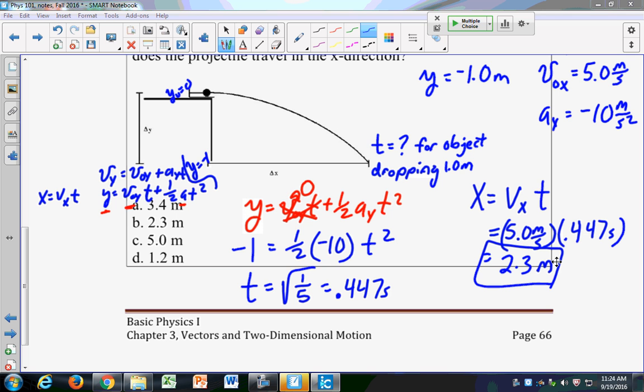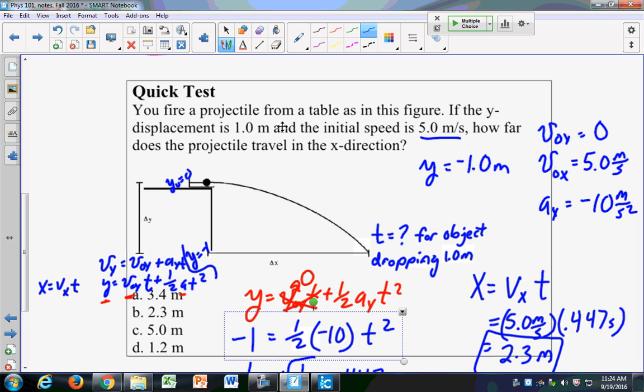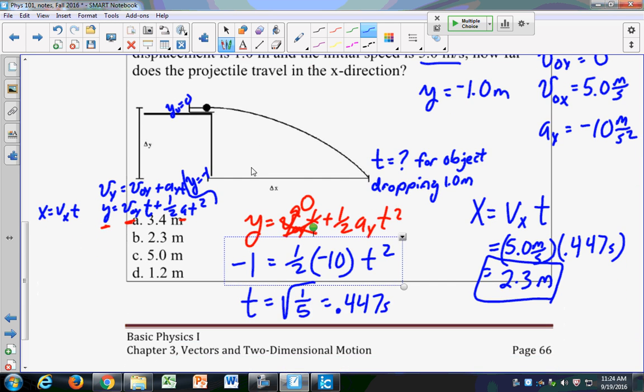Sure. Because if we read up in the problem, it says you fire a projectile from a table. So it just says in the table. Now if I look at the table though, my velocity comes straight out. If it wasn't, if it was some other way, it would be drawn like this, or have a ramp up like that, and I would give you some angle. Okay, is that clear?